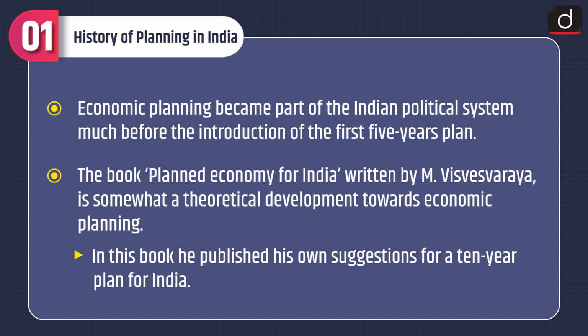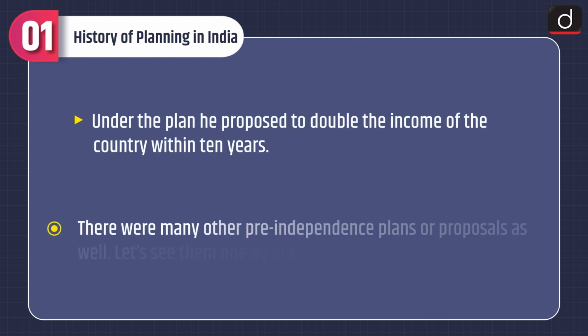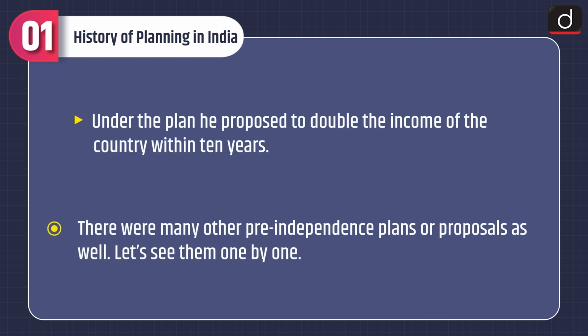Economic planning became part of the Indian political system much before the introduction of the first 5 year plan. The book Planned Economy for India, written by M. Visvesvaraya, is somewhat a theoretical development towards economic planning. In this book, he published his own suggestions for a 10-year plan for India. Under the plan, he proposed to double the income of the country within 10 years.